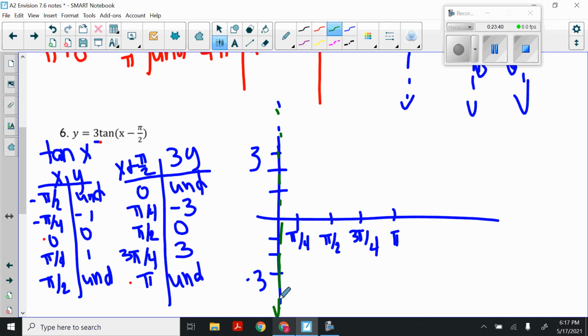These are my asymptotes. At pi over 4, I'm at -3. At pi over 2, I'm at 0. At 3 pi over 4, I'm at 3. So this is my graph.